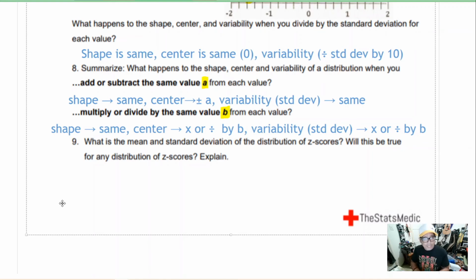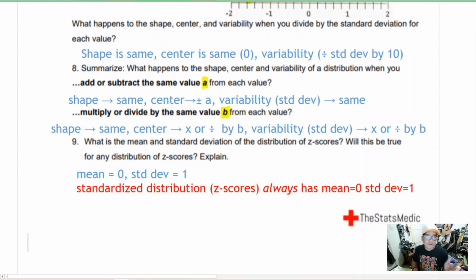What is the mean and standard deviation of a distribution of z-scores? And that's going to be mean is 0, standard deviation of 1. The standardized distribution, which is to say the z-scores, always has a mean of 0 and a standard deviation of 1. It always has the same mean, it always has the same standard deviation. That's why we call it standardized, because it's always the same regardless of what the context is going to be. If you standardize the distribution, the mean is going to be 0, standard deviation is going to be 1.